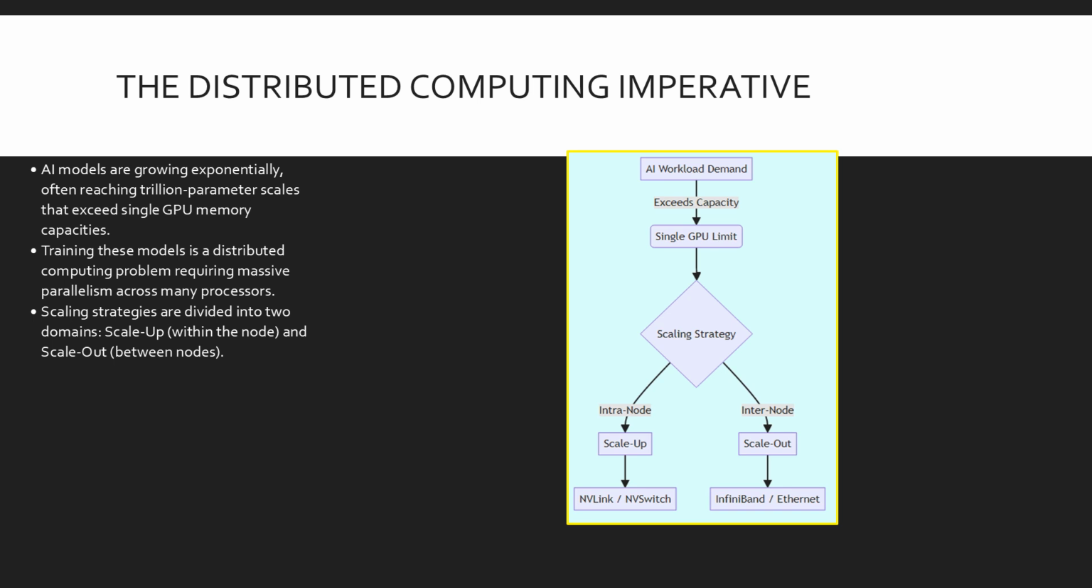We tackle this using two distinct architectural strategies. First, we have scale-up, which focuses on maximizing the power of a single server node. Second, we have scale-out, which connects those nodes to form a massive cluster. Understanding the specific network requirements of each path is the first step in AI fabric design.